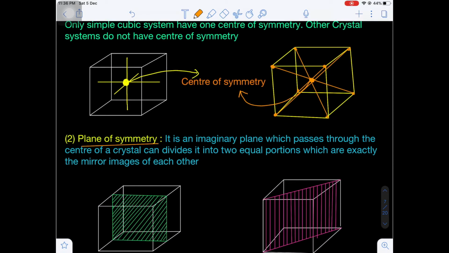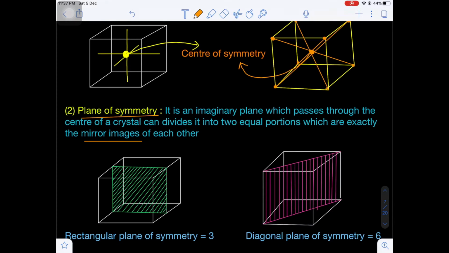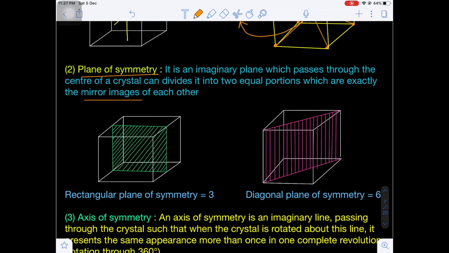Now the second one is the plane of symmetry. It is an imaginary plane which can bisect the crystal into two equal parts, and these two equal parts will be like mirror images of each other. Now again, in the plane of symmetry there are two types: number 1, rectangular plane of symmetry, and number 2, diagonal plane of symmetry.